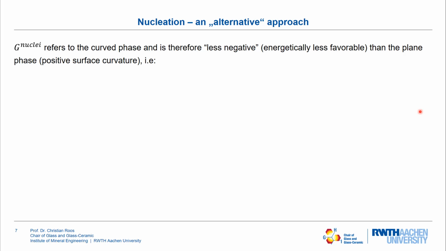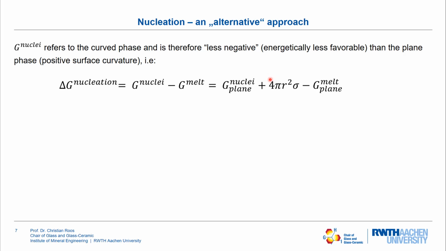What I want to present to you now is a slightly different approach with a different explanation. Let's first consider the free enthalpy of the nuclei, which, if we assume a spherical nuclei, refers to a curved face and is therefore less negative or energetically less favorable than the planar face, which has no curvature. If we now write this simple relation in an equation, we have the free enthalpy of the plane nuclei minus the free enthalpy of the plane melt.